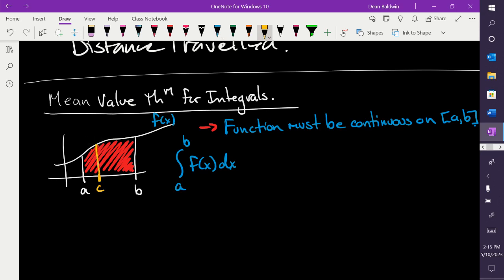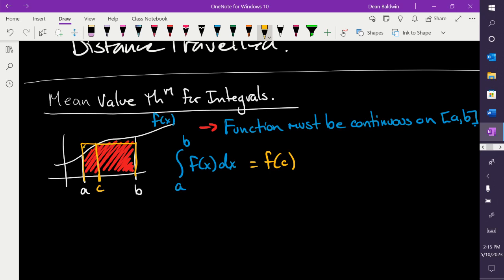If I make a rectangle off of point C, so I take the height of point C, okay, all right? So that's f of c. I take some point on our interval, and I plug it into the function. That'll give me a height. Does everybody agree with that? Okay. And then I make a rectangle based on that height between a and b.